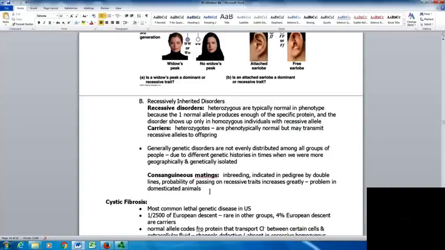Consanguineous matings, these are inbreeding. It's indicated in a pedigree by double lines. Here, your probability of passing on recessive traits increases greatly. This is a problem with domesticated animals. They are not supposed to be inbred, but it does happen.